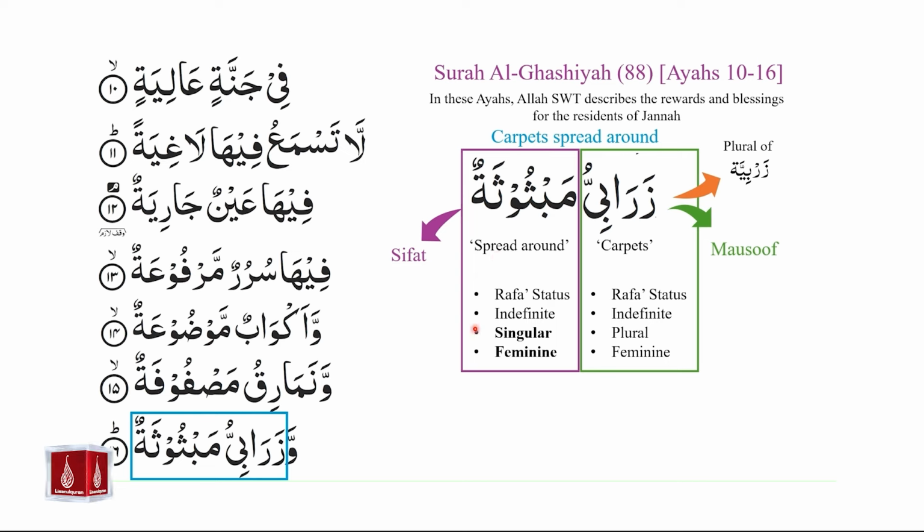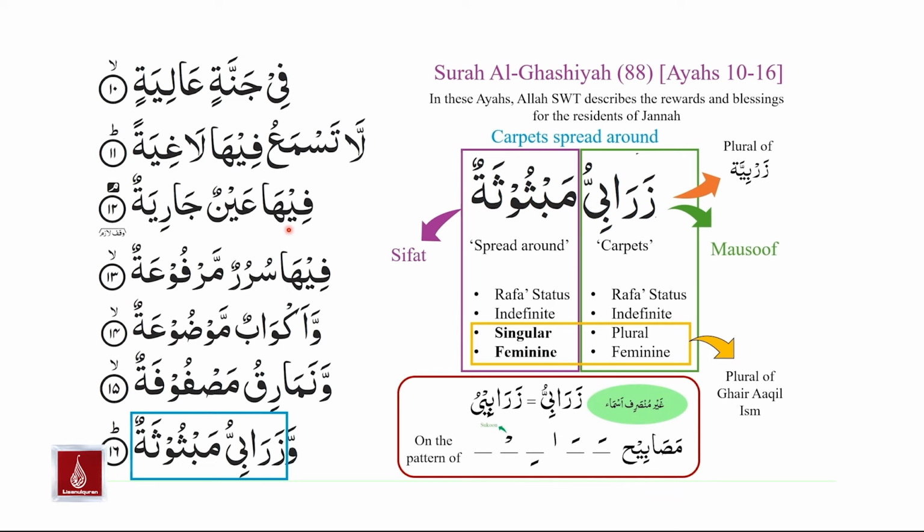Mabthusatun is singular and feminine because it is a sifat and it is used as sifat for the plural of a ghair aqil ism. Finally, we will also see that zarabiyu does not have the tanween on it, similar to namariqu, and unlike akwabun, sururun, ainun. The reason for this is that zarabiyu is also a ghair munsarif ism.